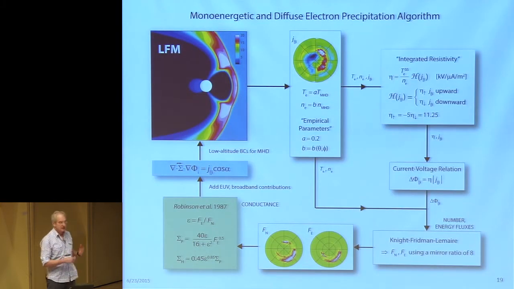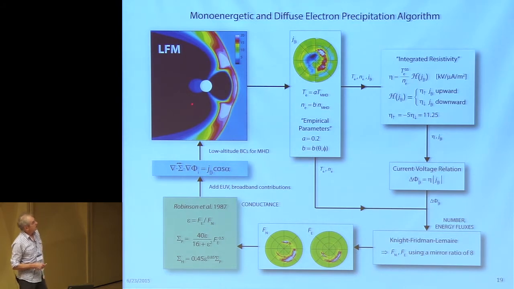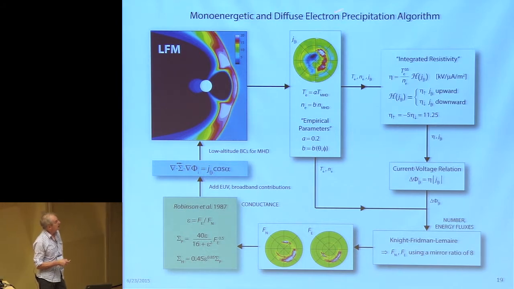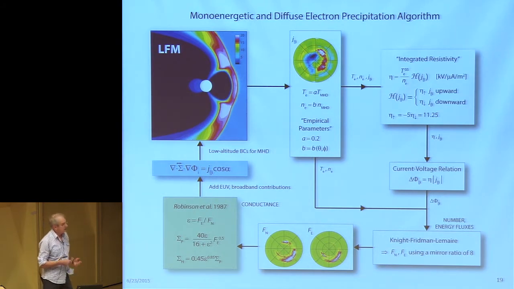Now, the precipitation, these agents of MI coupling. There are two different, broadly speaking, types of precipitation. The monoenergetic and diffuse are described essentially by the Knight-Fridman-Lemaire relation, and we know that works very well for this type of precipitation. We define an electron density and temperature from the MHD values, choosing empirical parameters. This 0.2 here is saying that TE over TI is about 0.2, which is a fairly typical number, and beta characterizes how full the loss cone is in location.